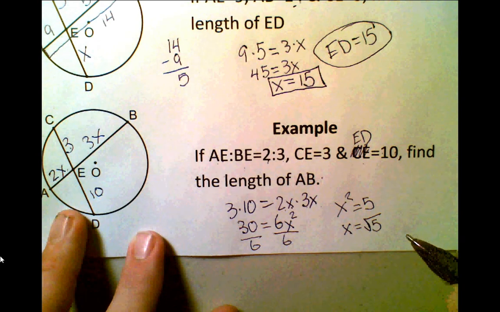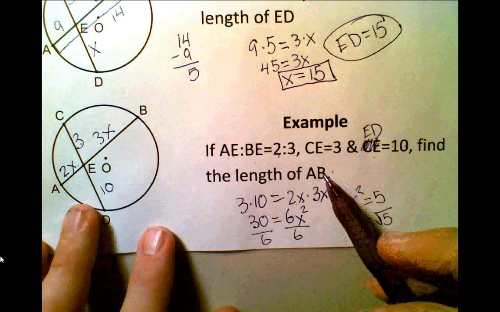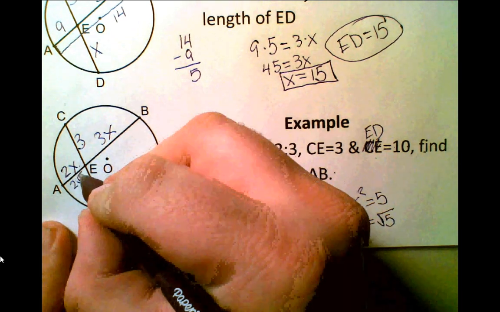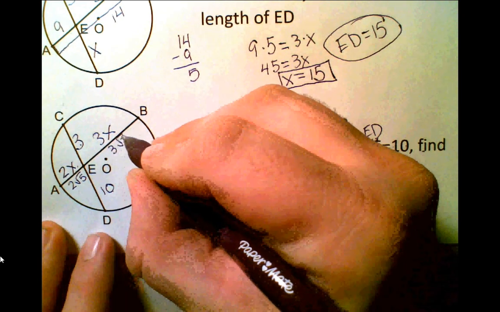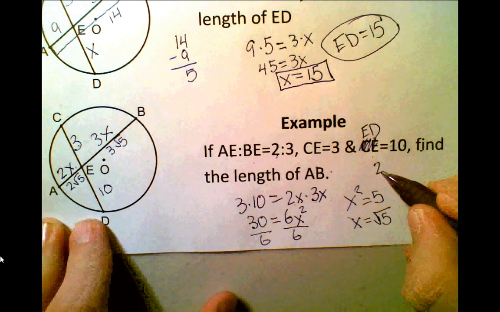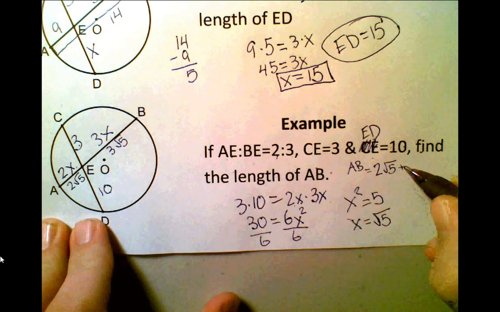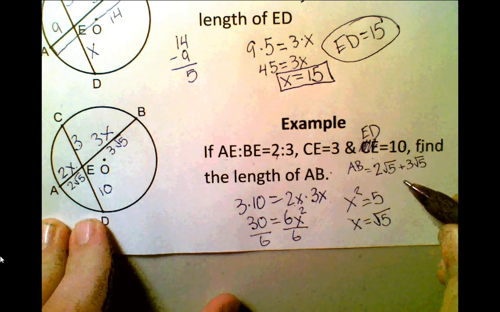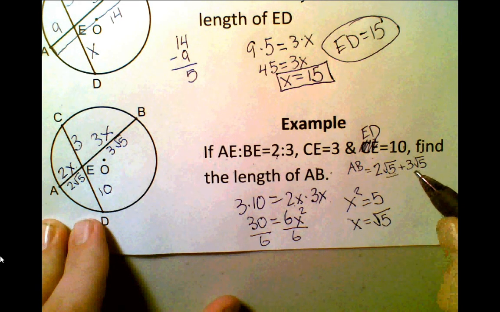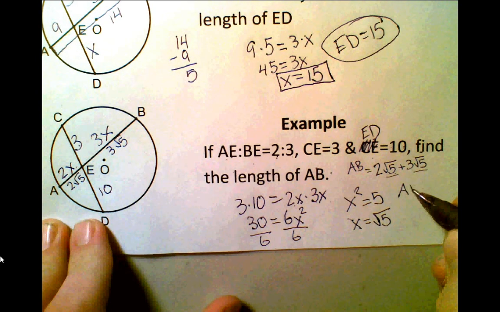So when you're looking at this situation, you're looking for what AB is. We know that AE, I can replace x with the square root of 5. So this is really 2 radical 5, and this is 3 radical 5. Now, we're looking for AB, and I have both parts, so we're going to add them together. Sorry, AB is going to be equal to 2 radical 5 plus 3 radical 5. And remember, when you have this situation, you leave the radicals alone, and you just add the coefficients. So AB is going to be equal to 5 radical 5.